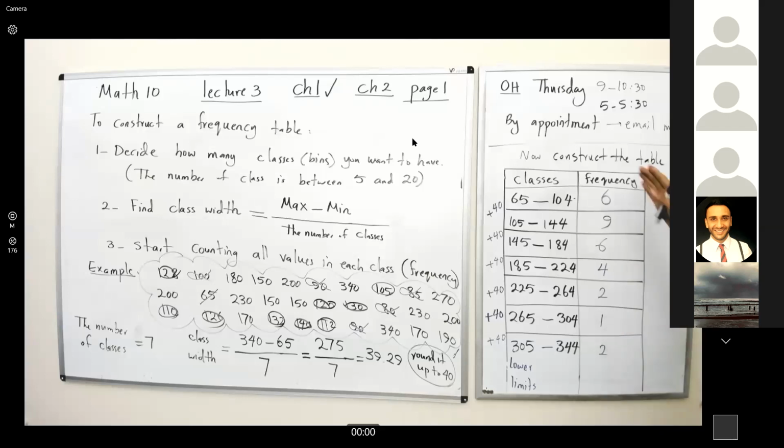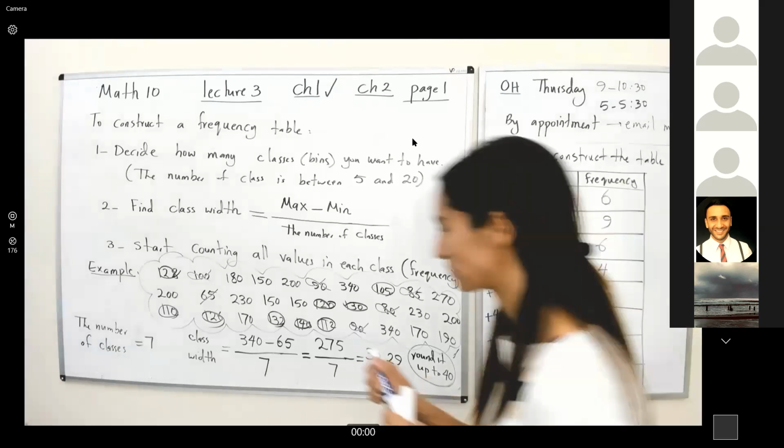So what can we do here? Let me add this up. I have 6 plus 9, which is 15. Then I have 10, 25, and I have 30. So the sum is equal to 30.